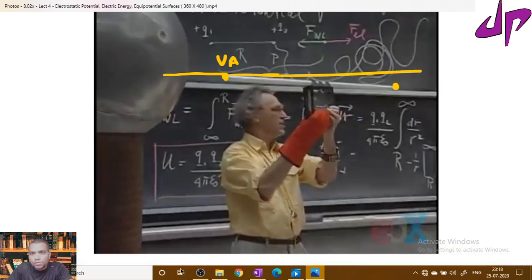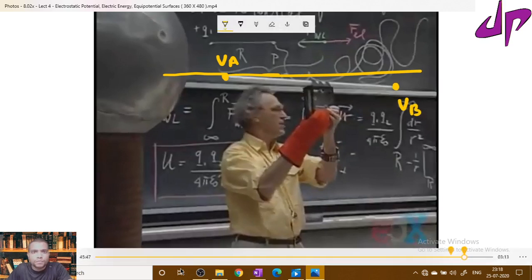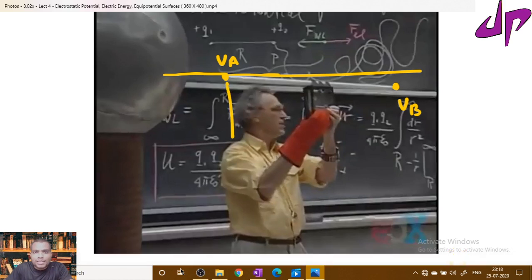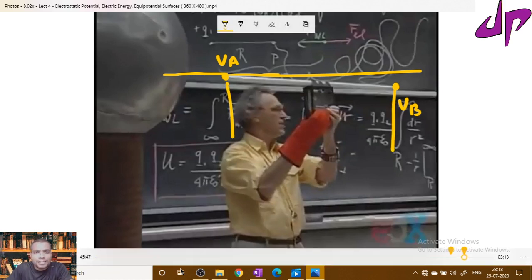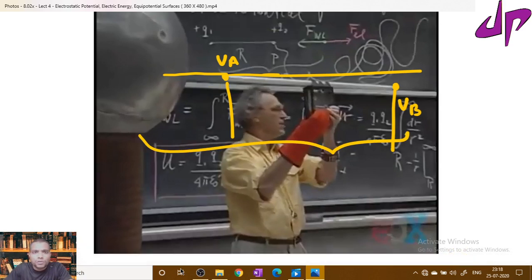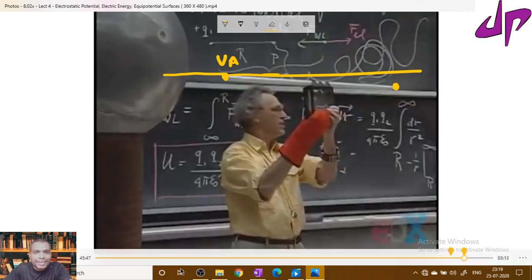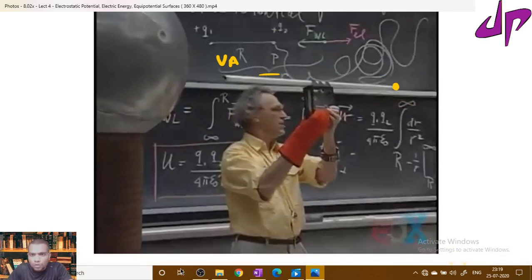This is also at a location of potential V_B. Now it has a potential difference, because this point is at a distance and this point is at a farther distance, so obviously there is a potential difference. That potential difference is needed to glow this electric bulb.